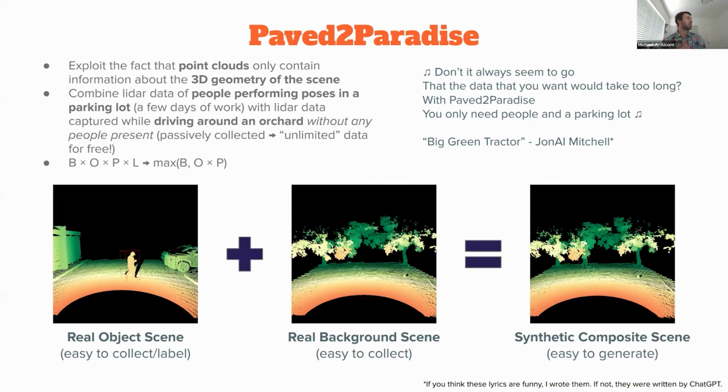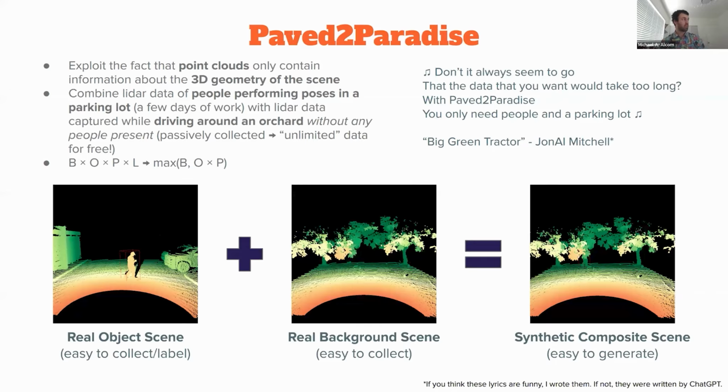The idea around Paved2Paradise is to exploit the fact that point clouds contain information about the 3D geometry of the scene. So can we partition our collections to allow us to get that combinatorial diversity? Basically, the strategy here is to have two different collection paths. One is to collect LiDAR data of people performing poses in a parking lot or just any kind of flat, empty area where it's easy to isolate the human in the scene. And then combine that with LiDAR data captured by driving around an orchard without any humans present.